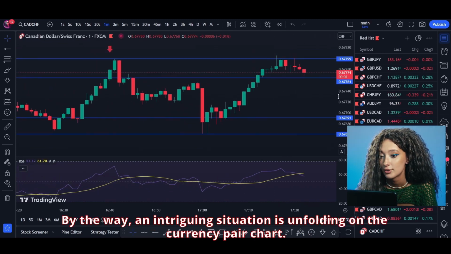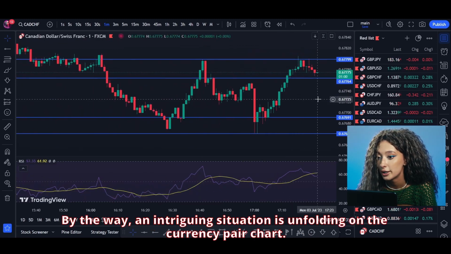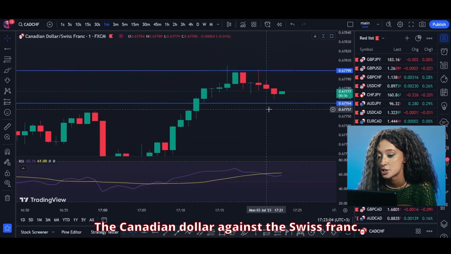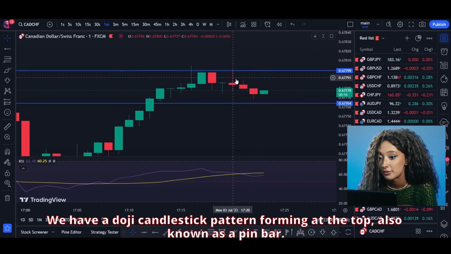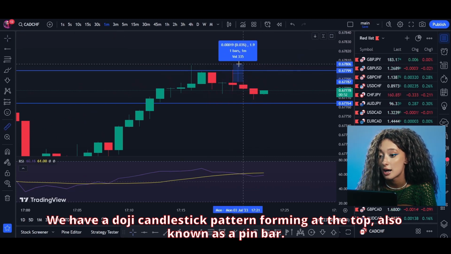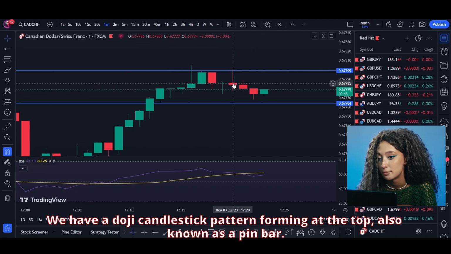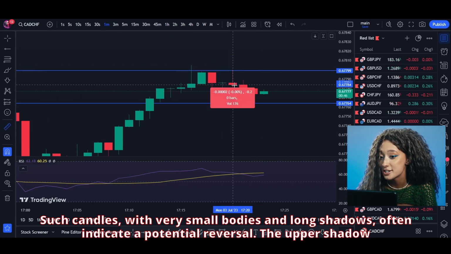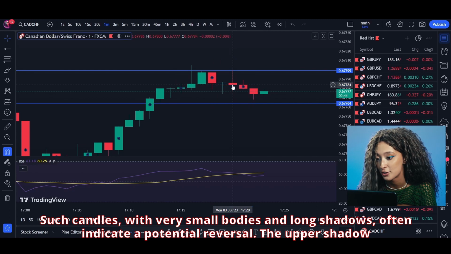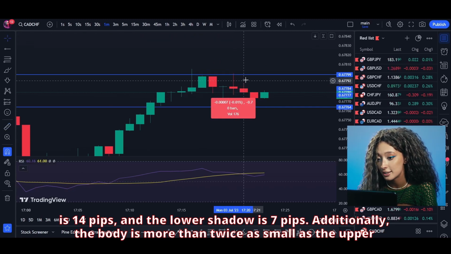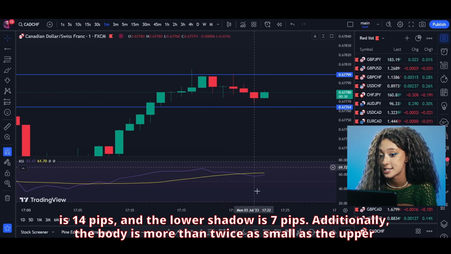And by the way, let's take into consideration the following currency pair chart: the Canadian dollar against the Swiss franc. We have a notable candlestick pattern forming at the top, also known as a pin bar. Such candles with very small bodies and long shadows often indicate a potential reversal. The upper shadow is 14 pips and the lower shadow is 7 pips.